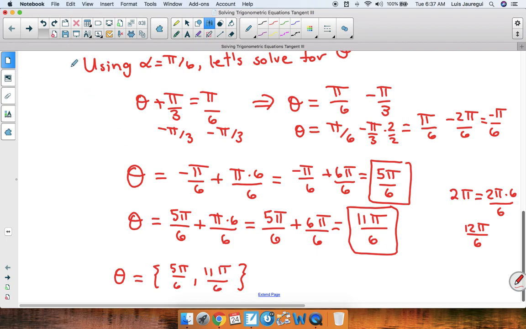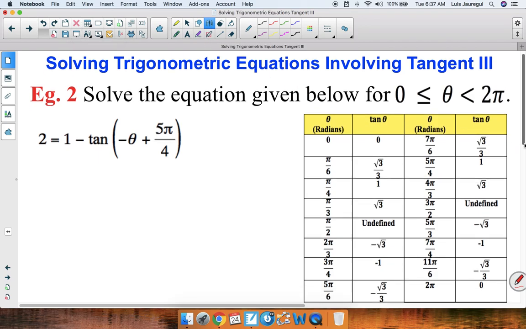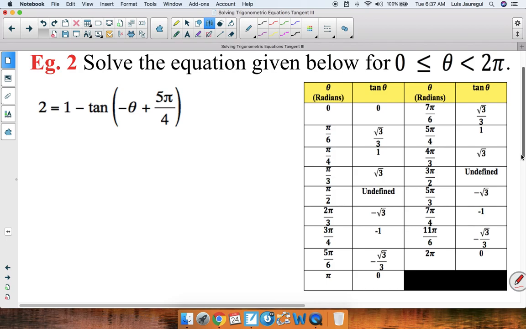Now let's see another example. Example 2. Solve the equation given below for theta greater than or equal to 0 and less than 2 pi. So we have 2 is equal to 1 minus tangent of the opposite of theta plus 5 pi over 4. Once again, the first thing we want to do is to isolate the tangent. To do so, let's subtract 1 from both sides here. So we get 2 minus 1 is equal to negative tangent of the opposite of theta plus 5 pi over 4.